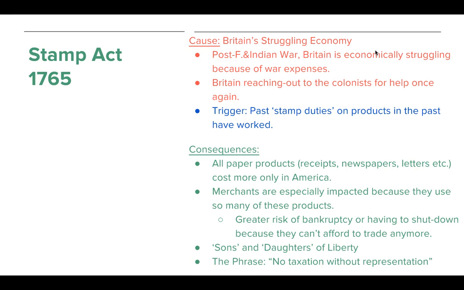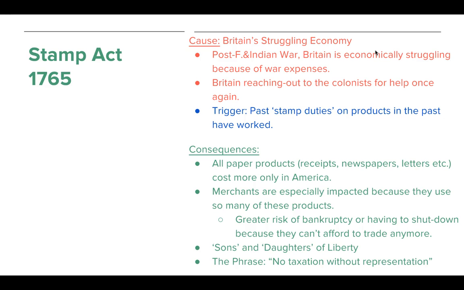The Sons and Daughters of Liberty are a product of the Stamp Act. These sons, mostly the merchants who are at great risk of going bankrupt or shutting down, stand up and start violently acting as a mob, completely going against what the British Empire are asking them to do because of this Stamp Act. And also the phrase, no taxation without representation, comes into play. That phrase is very key. Make sure you highlight it.